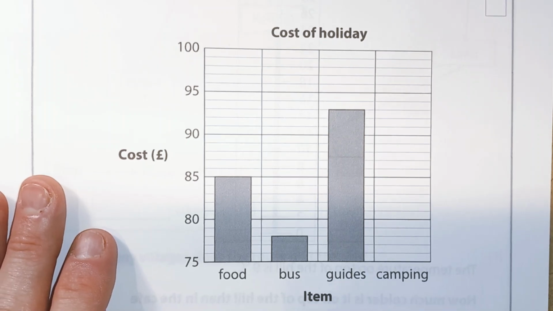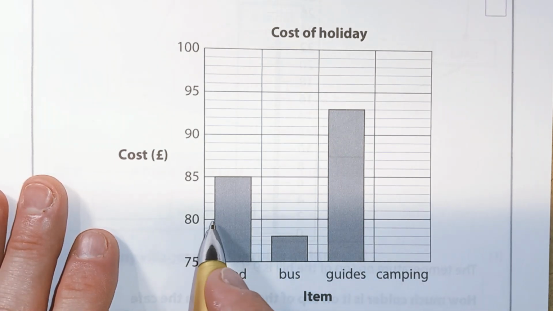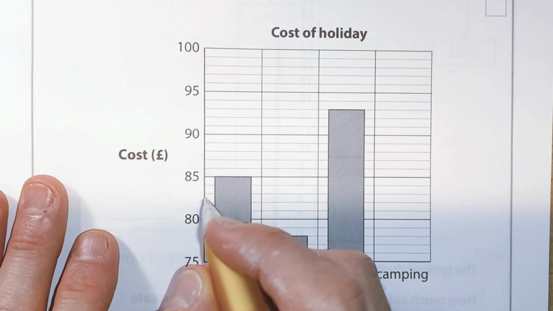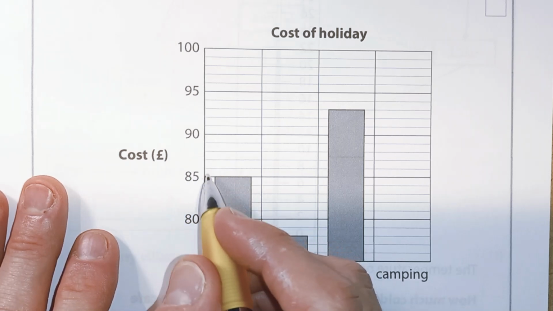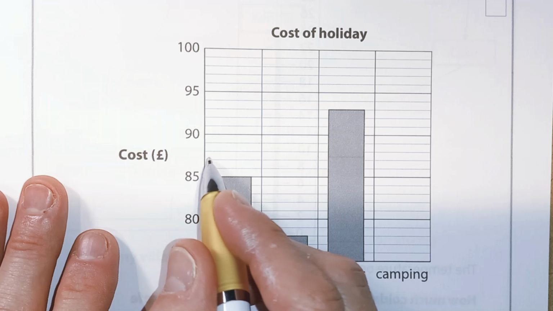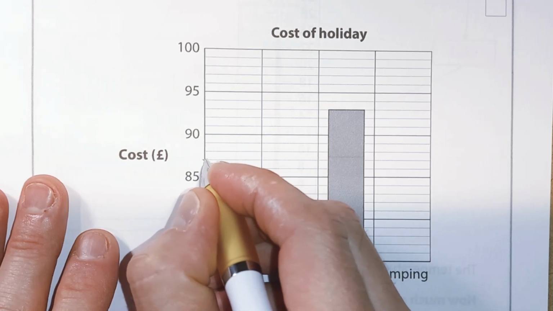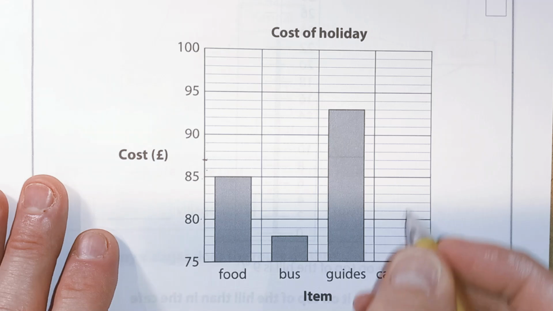Okay, so we're going to use our scale up here. We've got 80, we've got 85. Well, let's check what each of these are. Are they going up in ones? 86, 87, 88, 89, 90, yeah. So 86, we want 87, but we want it for camping.